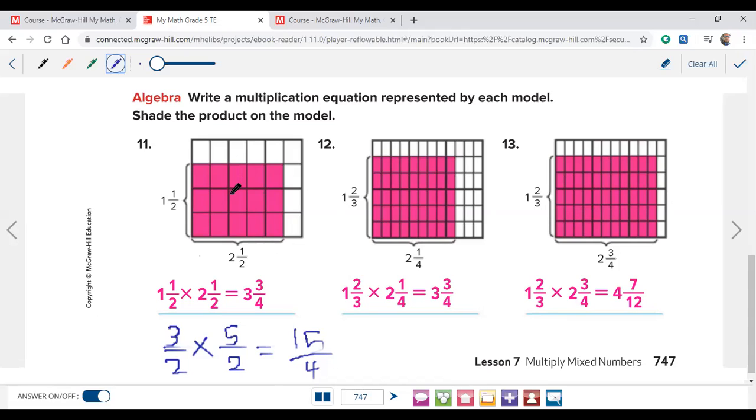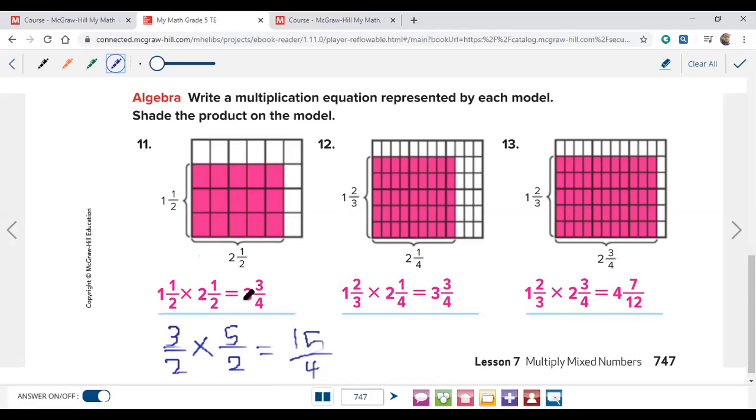Here the shaded parts, and then how to rewrite it as a mixed number. As you see, 15 out of 4, 15 divided by 4: which number less than 15 and closest to 15 is divisible by 4? Go back. 15, what's the number before 15? 14, not divisible by 4. 13 also not. Yes, 12. 12 divided by 4 equals 3.